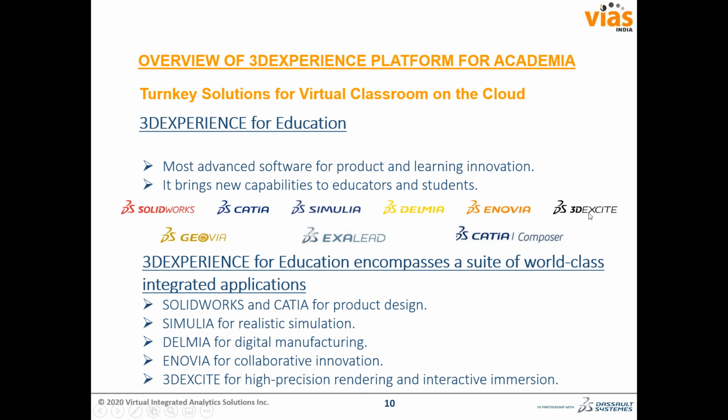Then 3DEXCITE is available for creating a virtual world. This can be used if you want to build a complete shop and you want to visualize things virtually first. Geovia is, I will say, for mining solutions. Then Exalead is a kind of search engine. Using this, you can search related data in the 3D experience platform or in the database which is available in it. And CATIA Composer is available for technical documentation. There are 4 to 5 more brands available, which we will try to cover in the later slides. So all these brands are now incorporated in a single platform, which is called the 3D experience platform. Okay, so just go to the next slide.